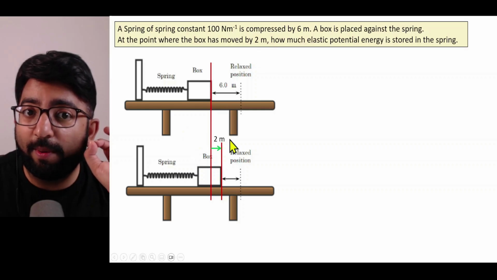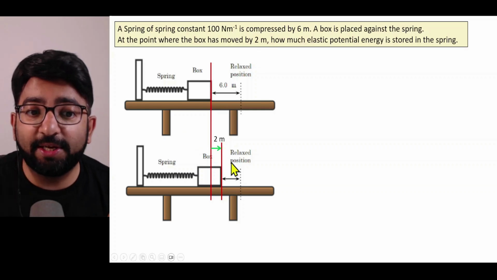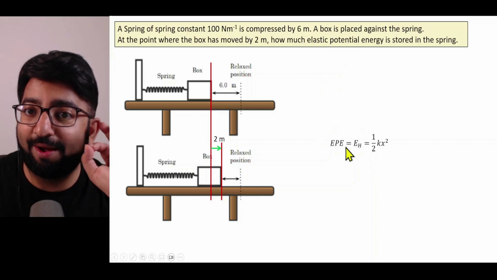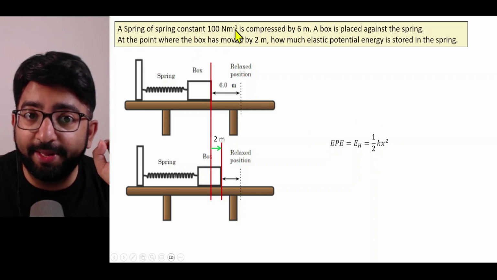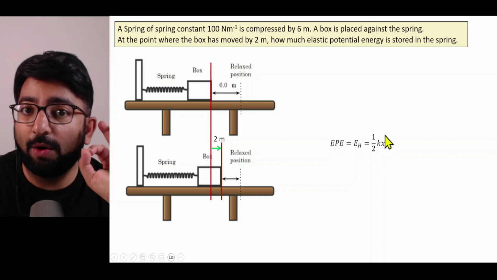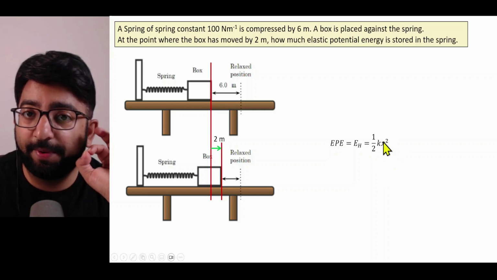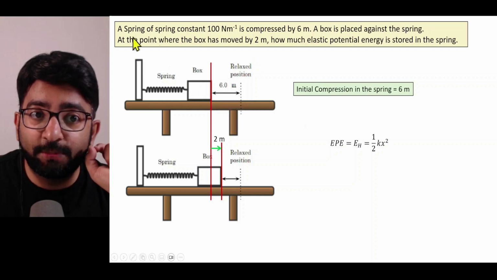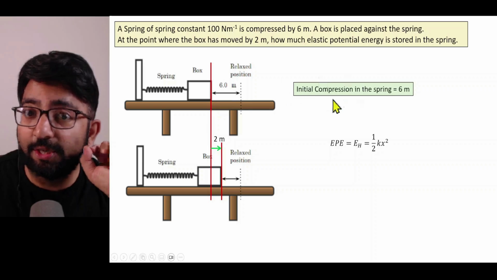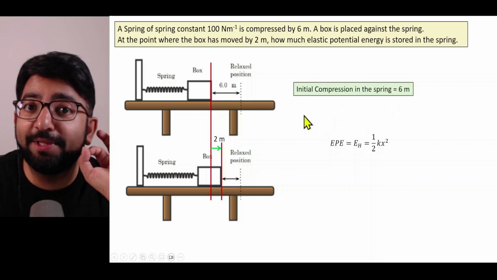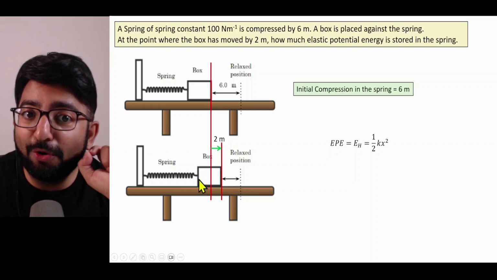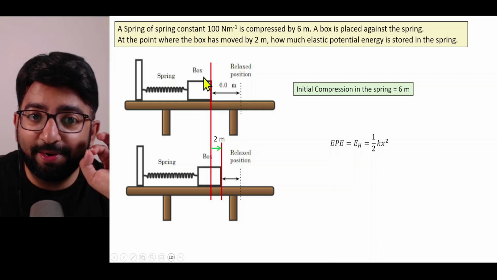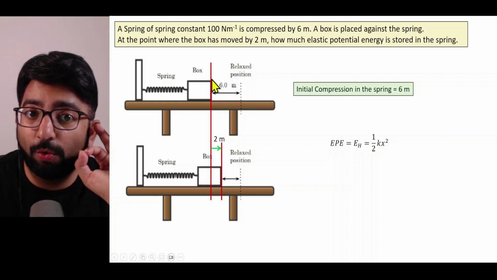Now the box has moved by 2 meters, which means there will be a change in the compression of the spring. And now we have to figure out the potential energy, which is half kx squared. The value of k is already given to us as 100. So all we need to figure out is the extension or compression in the spring in case 2. Initially in case number 1, we saw the spring was compressed by 6 meters. So initial compression is 6 meters. But what will be the final compression in case 2? Please do not assume 2 meters as the final compression in the spring, because if you analyze case 1, this 6 meters was the total compression.